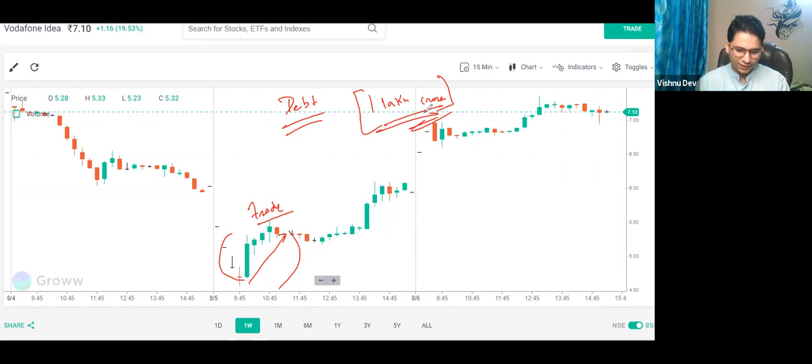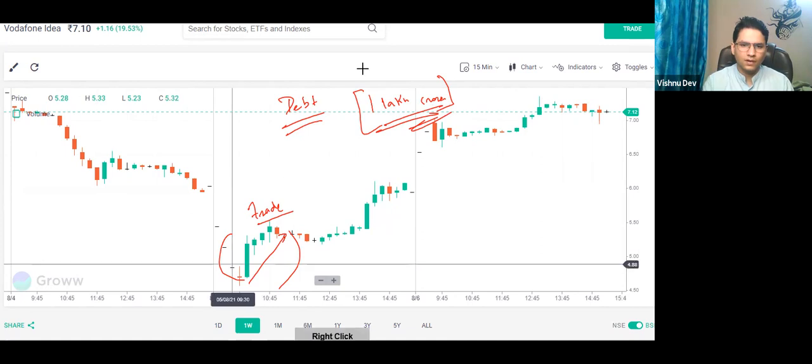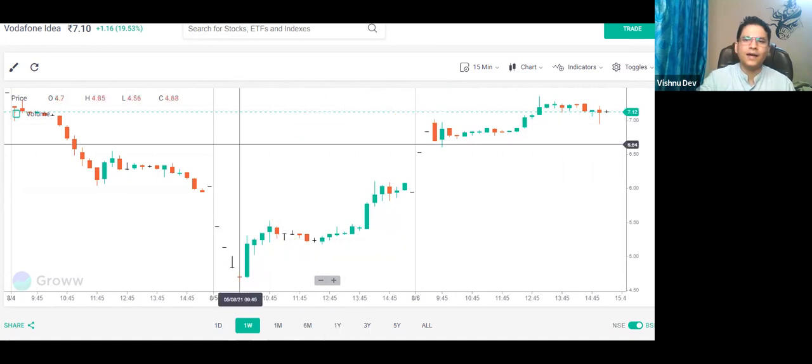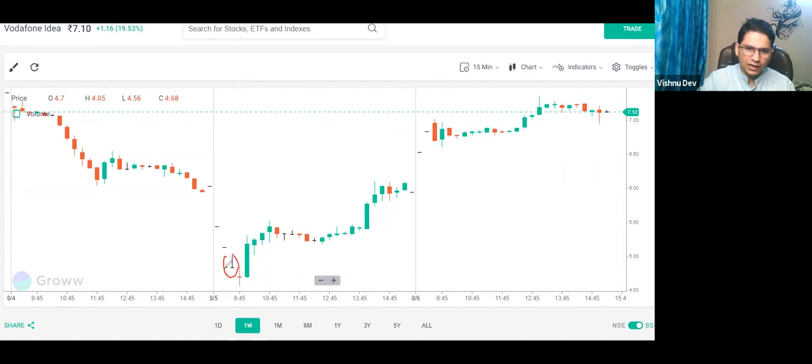Sir, at 945, is that a hammer? There is a candlestick at 945. See, this black one is nothing. This is just like one flick. This is not a hammer. Hammer should have a body, like this. Okay, sir.